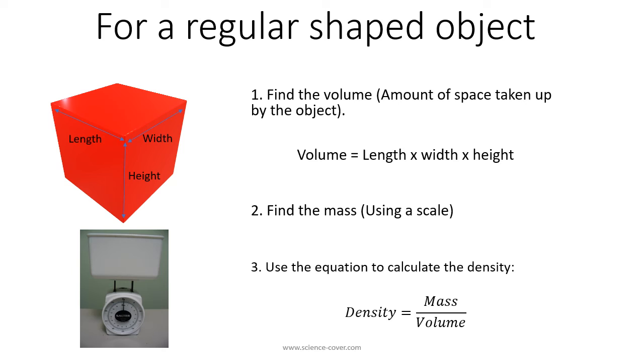So to measure the density of a regular shaped object, you can just measure the length, the width, the height, and multiply these together to get the volume. You can find the mass by placing the cube on a scale, and then we can calculate the density by taking the mass that we've worked out, taking the volume that we've worked out, and dividing the mass by the volume.